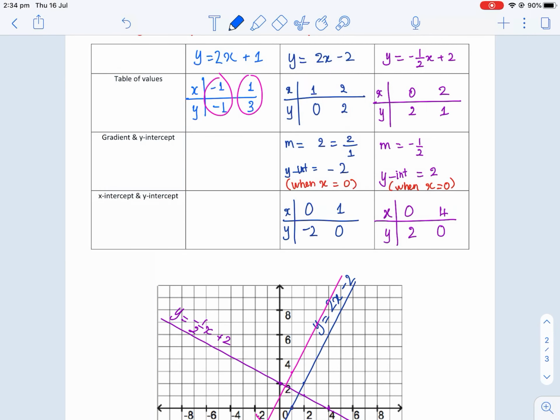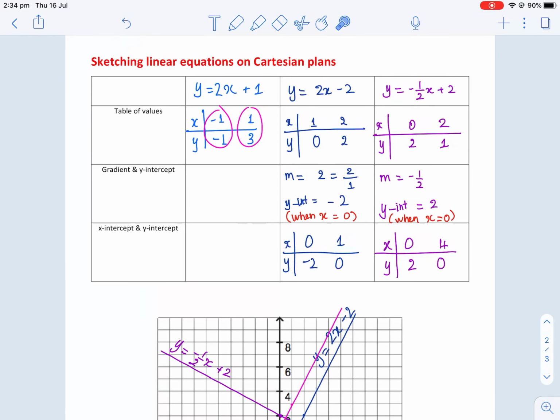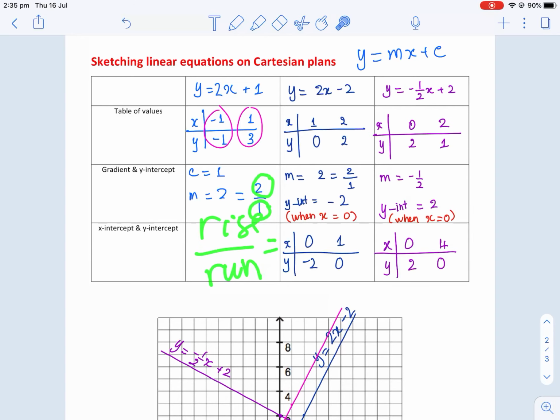So with the second one, gradient and y-intercept, easily from here we know that the y-intercept is 1. So c equal 1. Y-intercept is 1. And the gradient, because our general formula is y equal mx plus c, c is 1. And the gradient is the number in front of x. It's going to be 2. So gradient is 2. Or we can say 2 over 1. Why do I have to make it 2 over 1 like this? Because gradient is rise over run. I want to find my rise and my run.